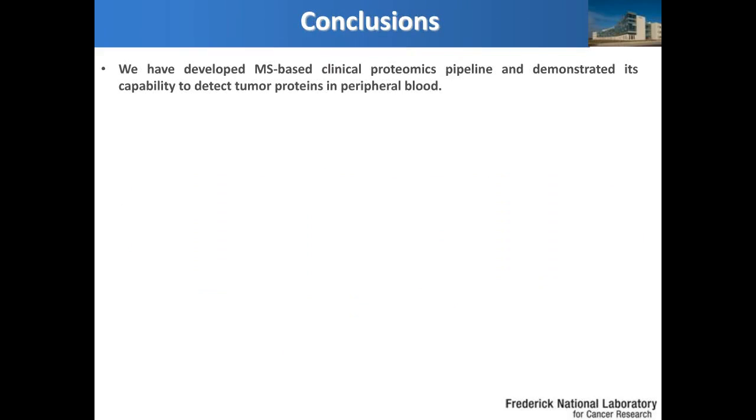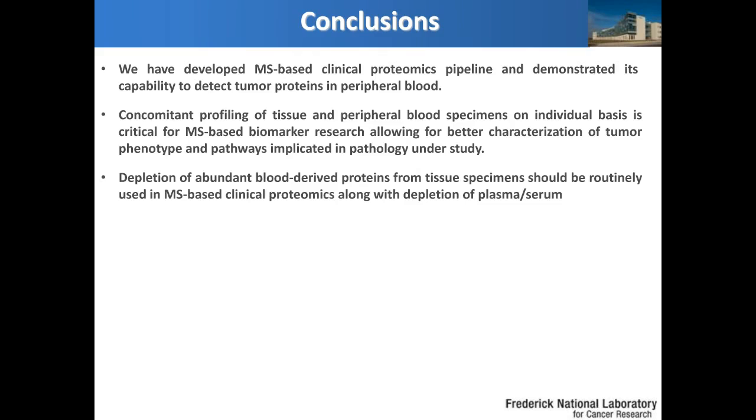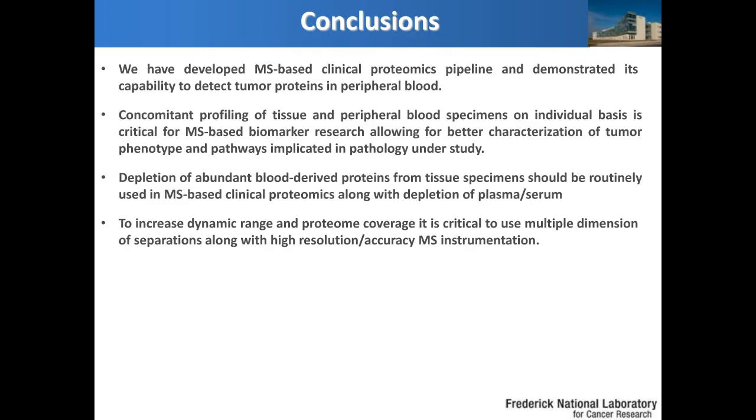So now, in conclusion, we have developed a mass-based clinical proteomics pipeline and demonstrated its capability to detect tumor proteins in peripheral blood. Second, concurrent, or in parallel, profiling of tissue and peripheral blood specimens on an individual basis is critical for mass-based biomarker research, allowing for better characterization of tumor phenotype and pathways implicated in the pathology under study. Depletion of abundant blood-derived proteins from tissue specimens should be routinely used in mass-based clinical proteomics, along with depletion of plasma and serum. To increase dynamic range and proteome coverage, it is critical to use multiple dimensions of separation along with high-resolution accuracy mass instrumentation.